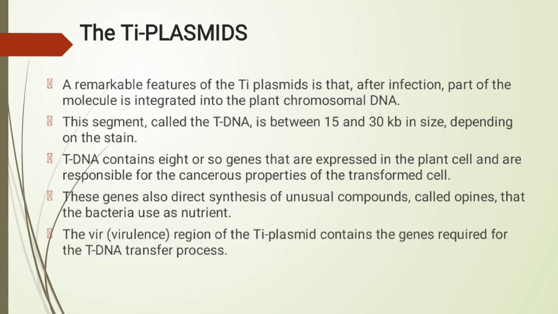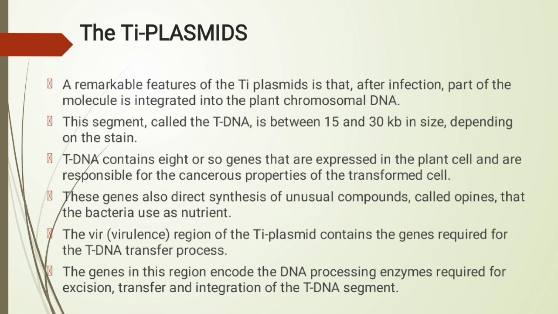The Vir, or virulence, region of the Ti plasmid contains the genes required for the tDNA transfer process. The genes in this region encode the DNA processing enzymes required for excision, transfer, and integration of the tDNA segment.